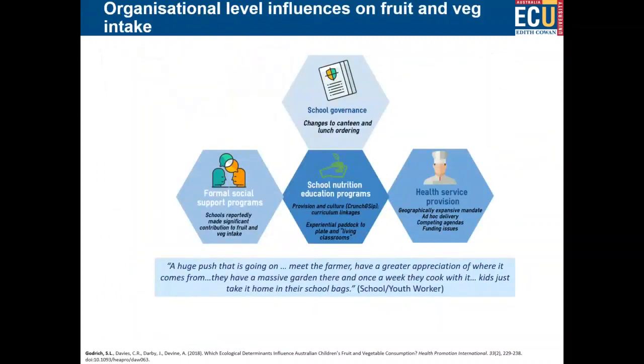At the organisational level, there were some key themes that we found in our discussions with key informants, such as school governance, so changes to lunch ordering, in terms of the school setting being an environment where we could support fruit and vegetable intake.